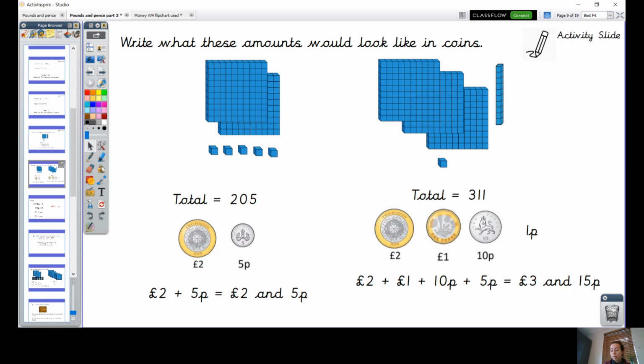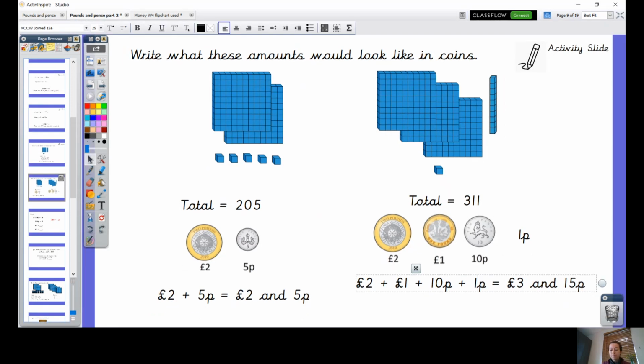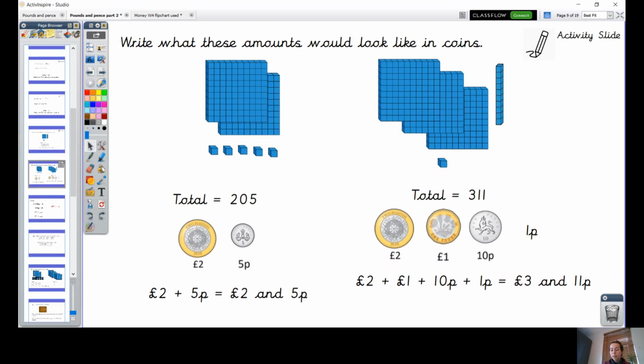And then your number sentence, worth checking our work, isn't it? Your number sentence would then be £2, add £1, add 10p, add 1p. It's £3 and 11p. Tick those if you got them right today.